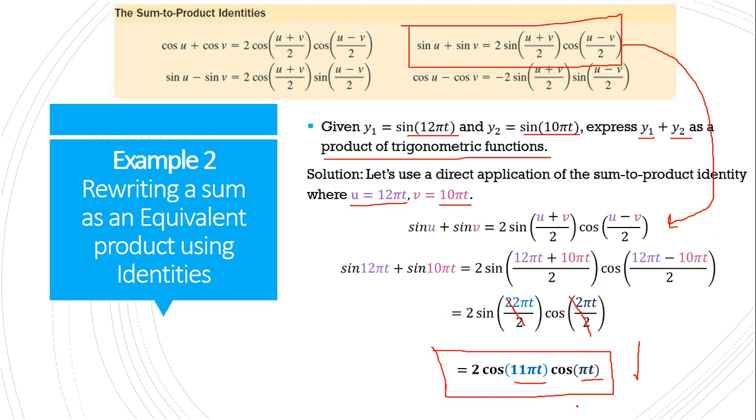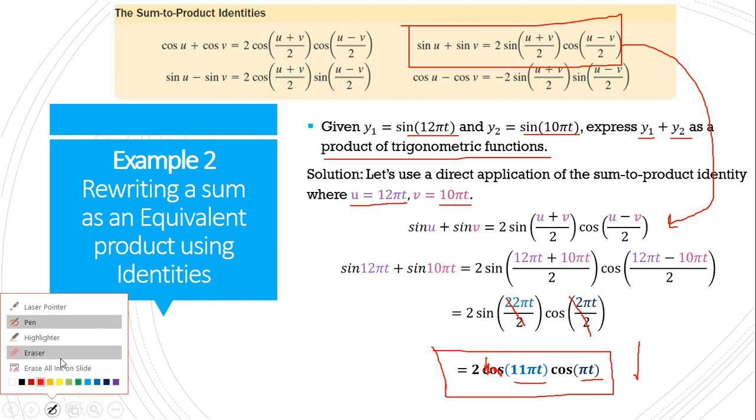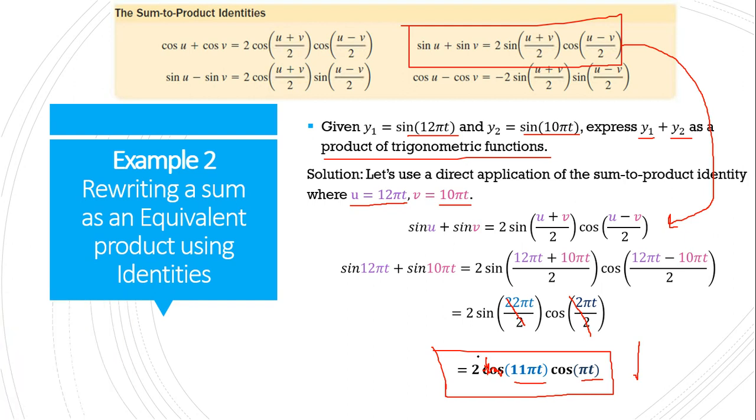And this should have been sine. Oops. Typo, my bad. Gosh, this slide got all jacked up. This should be sine: 2 times sine of 11 pi t. My bad.